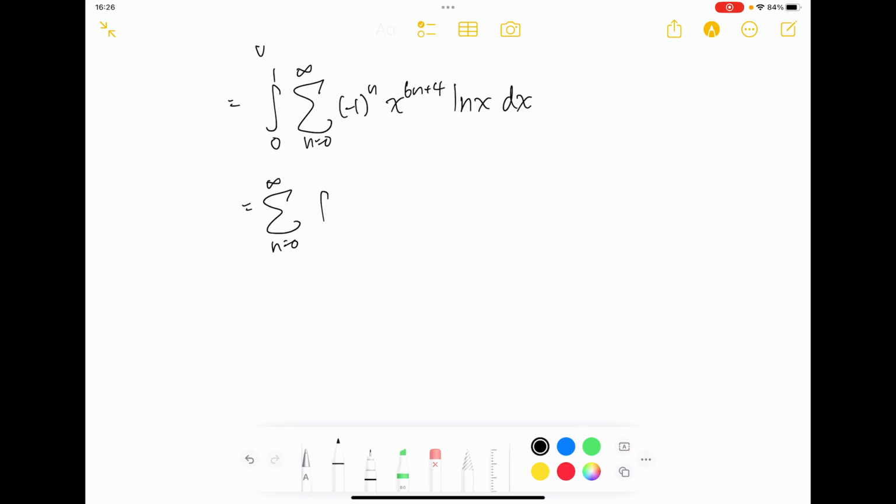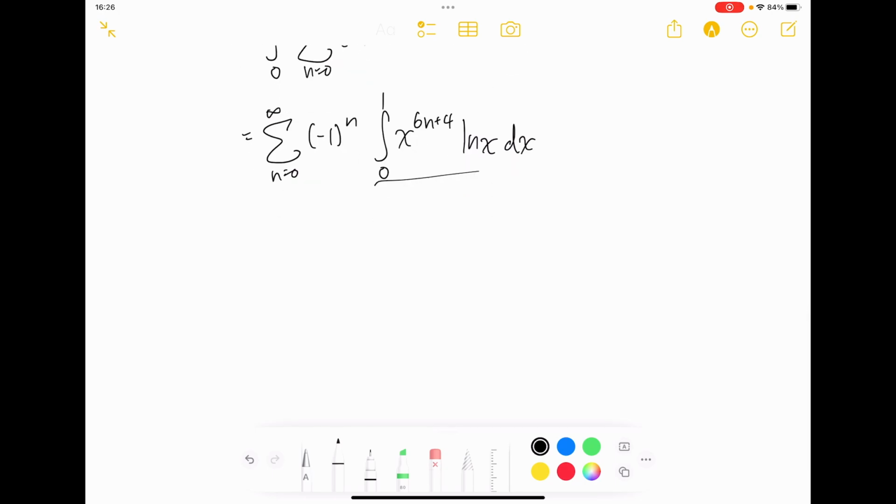We're going to switch the sum and integral, but also this minus 1 to the n is independent of x, so we're going to pull that out as well. And we're left with the integral of x to the 6n plus 4 times natural log x dx. And if you've done integration a lot, you'll know this is basically perfect for integration by parts. So we're going to use integration by parts.